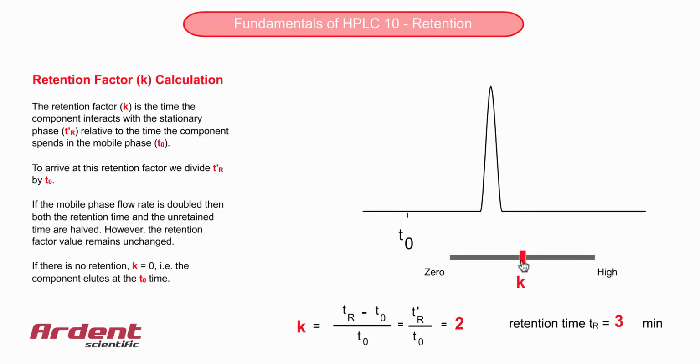Again, let's relate all this back to the airport analogy. The retention factor is the ratio of the time that tourists spend in the shops compared to the time they spend on the moving walkway. If they spend 10 minutes in the shops and a total of 2 minutes on the moving walkway, then they have spent 5 times longer in the shops. The retention factor is 5.